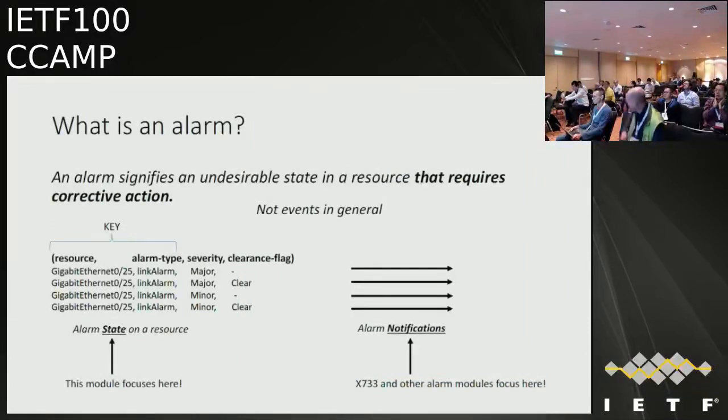So when we say an alarm, it's a specific resource, could be a specific interface, a specific disk or a specific detector or something. And then a specific type of alarm. So those two together are the key in the alarm list. It has a severity and a separate clearance flag. If there are some alarm geeks in the room here, some alarm standards sort of confuse severity levels with clearance. Is the alarm cleared or not? That's one thing. The severity of it is another thing. And so you have a list of the resources, their alarm types, their current severity, and if they're cleared or not. That's the focus of the alarm module.